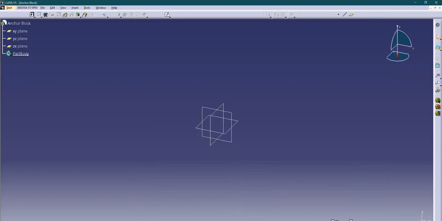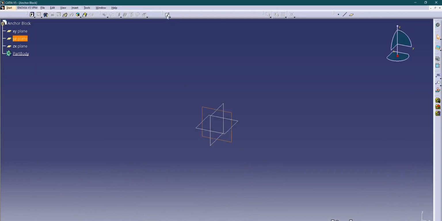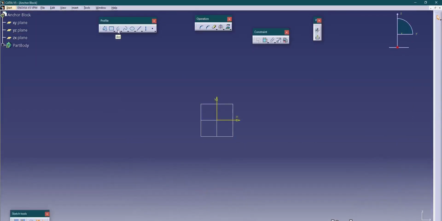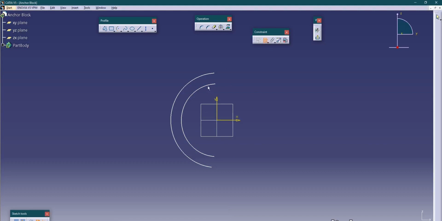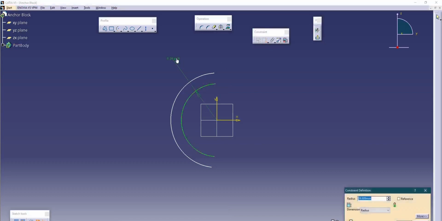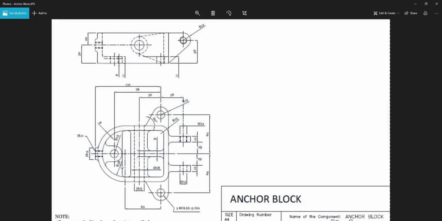To start with the modeling of this part, we see the major profile of the drawing in the front view. So let us start with this. Take YZ plane. Take the arc. Let us dimension it. This is R38. R38 is given here and the distance is given as 8 for the outer arc.